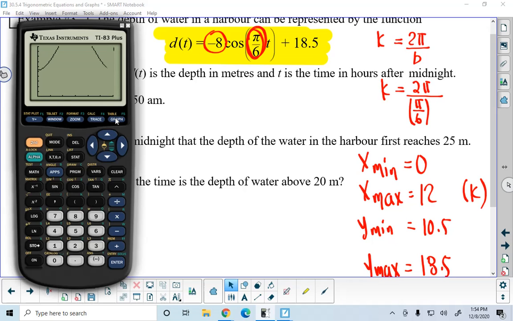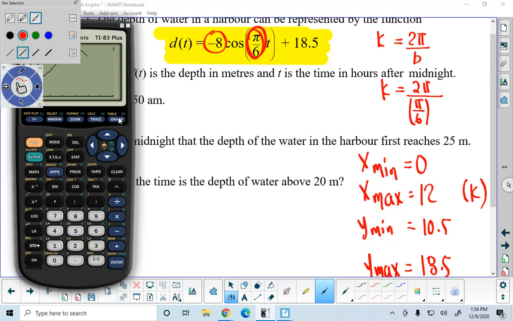And I made a mistake. I wrote 18.5. I believe I should have written, can you help me out? Was it 26.5? Okay. So I'm going to go back and change my y max to 26.5. Well, we'll go 28. While that's graphing, I'll fix my error over here.